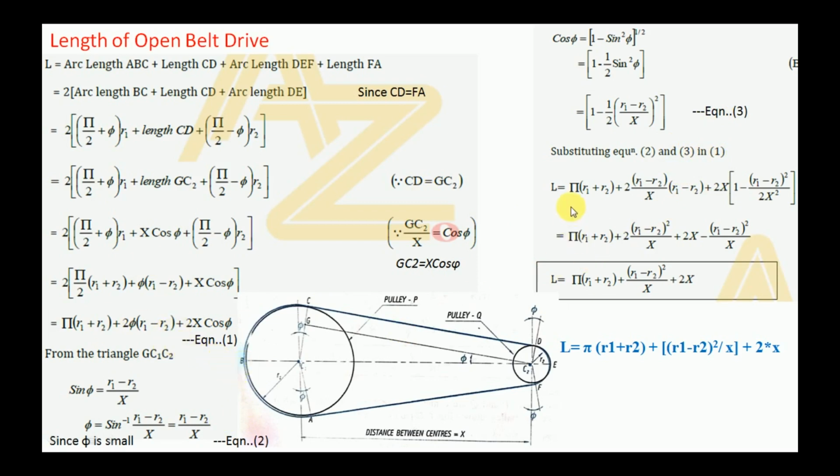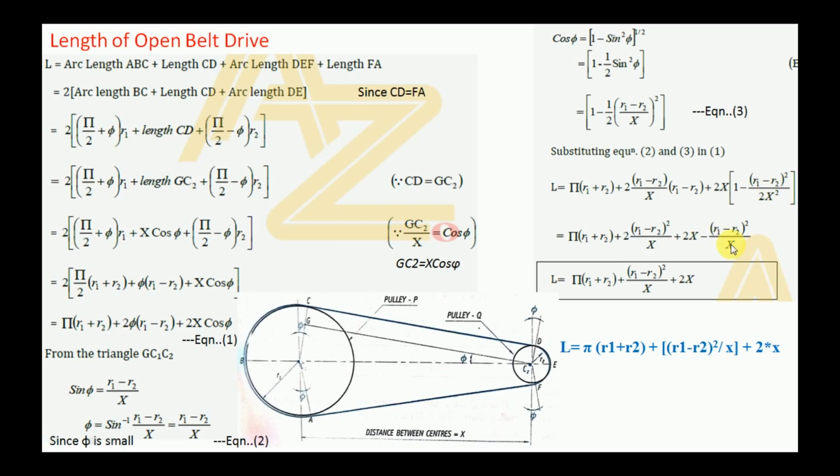Now L equals pi (R1 plus R2), which remains the same. Then 2 into phi, that is R1 minus R2 by x, multiplied with this R1 minus R2. Then plus the 2x remains the same, times cos phi, which equals 1 minus, with the half taken inside, R1 minus R2 squared in the numerator, and the denominator 2 into x squared.